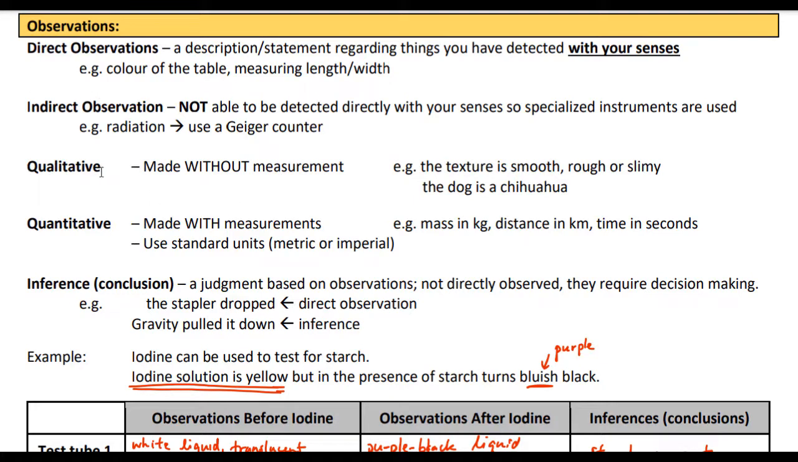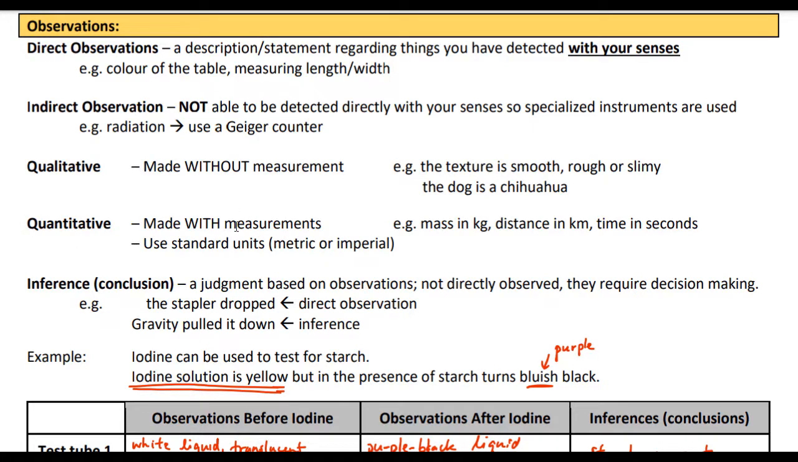Then we get into qualitative and quantitative. Qualitative observation is one that you don't use any measurements for. So if you touch something and it feels smooth or rough or slimy, you're judging the texture of that thing. That would be qualitative. You're not putting a number to it. You know, looking at a dog and deciding whether it's a Chihuahua or a Great Dane, that's qualitative observation. Color is a qualitative observation, unless you get a special machine that can give you the exact wavelength of the light that gives you the color.